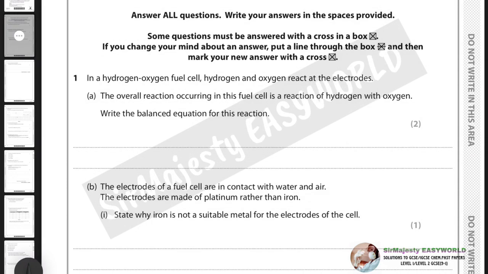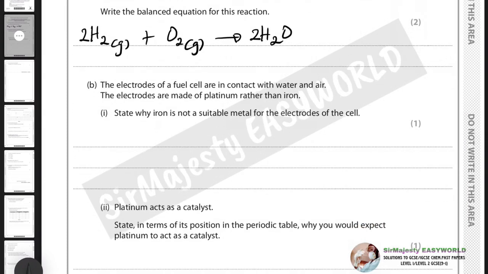So simple, they have mentioned the reactants. You're going to write H2, which is a gas, plus O2, which is also a gas, to give you H2O. That's the overall reaction. Then you need to balance the chemical equation. You're going to put 2 in front of water, then 2 in front of hydrogen, and you are finished with that.